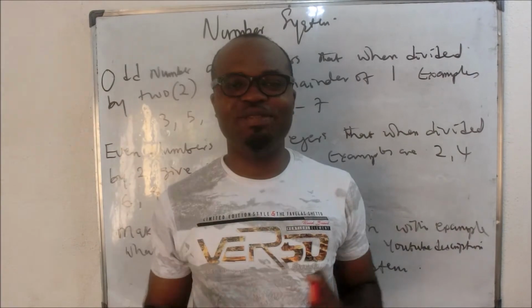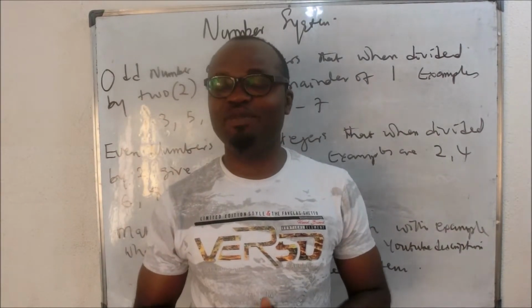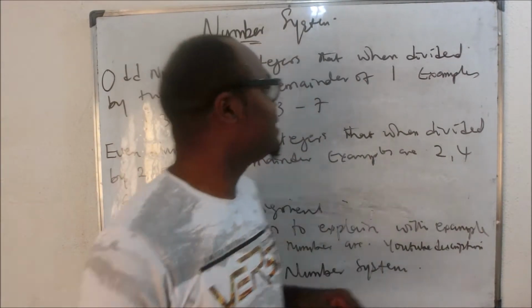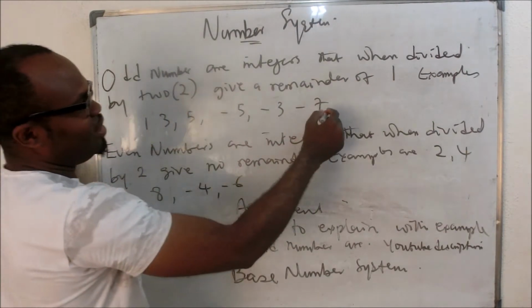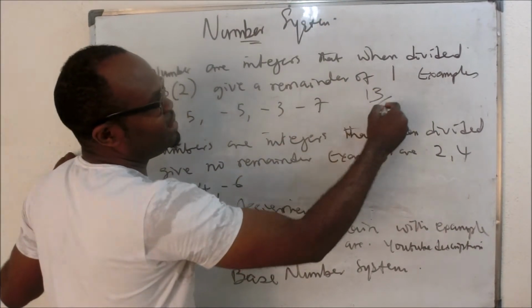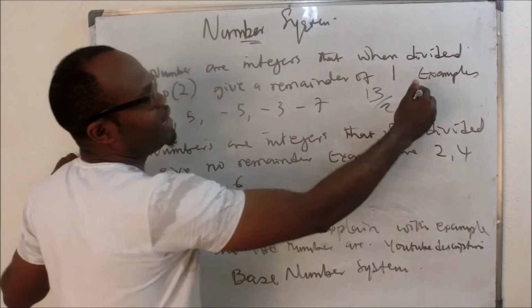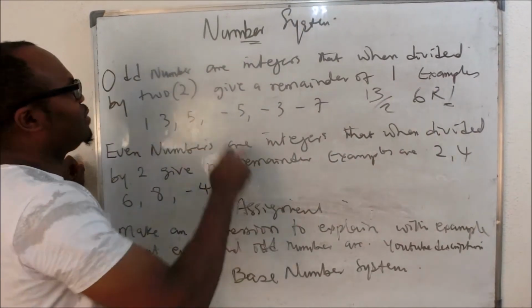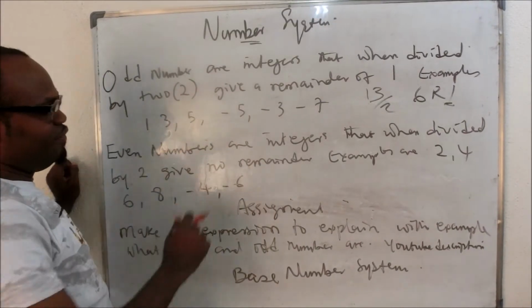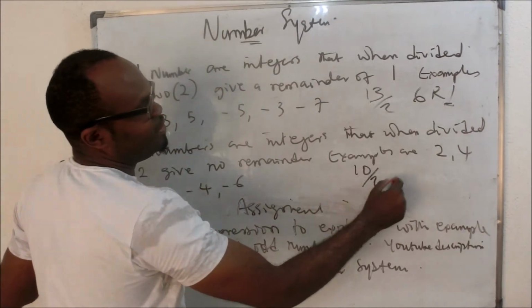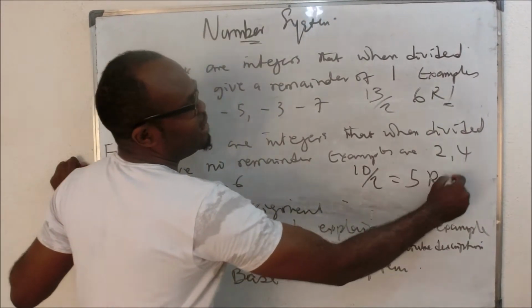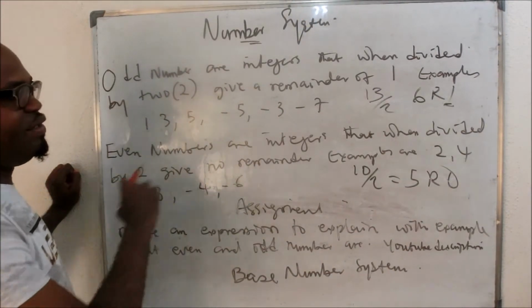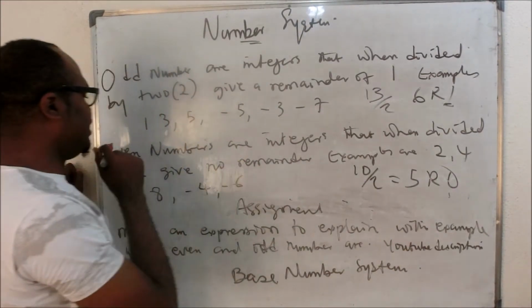So you can simply do the calculation and you'll be able to determine whether they are odd numbers or even numbers. Another example is 13. When you divide 13 by 2, what are you going to get? You get 6, remainder 1. So once you have a remainder of 1, you call them odd numbers. But even numbers, like 10 divided by 2, you get 5, remainder 0. So once you divide and have no remainder, you call them even numbers.